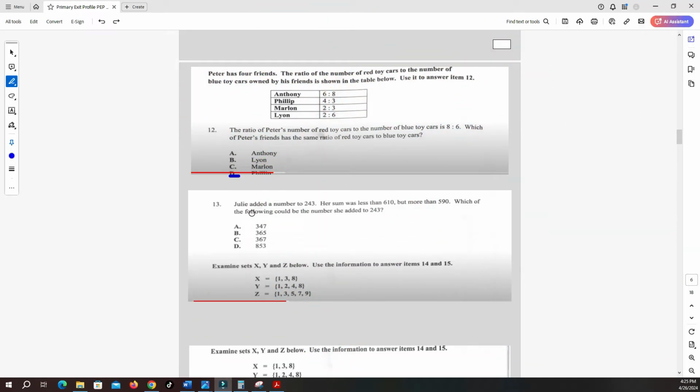Number 13: Julie added a number to 243. Her sum was less than 610 but more than 590. Which of the following could be the number she added to 243? So let's see the quickest way to do this. So we have 590. It's more than 590, so try this one. And we know that the number is 243.